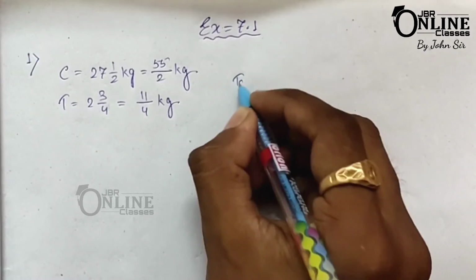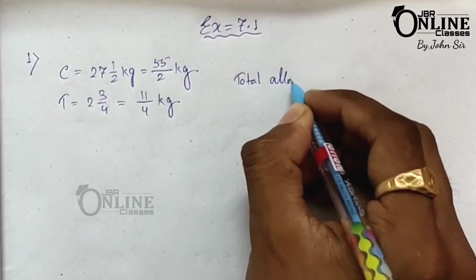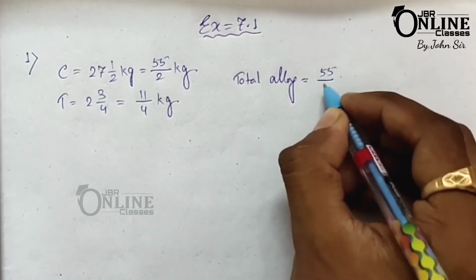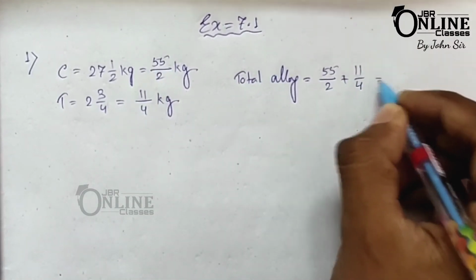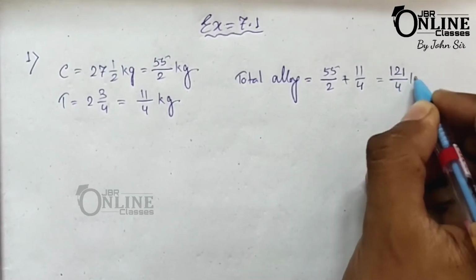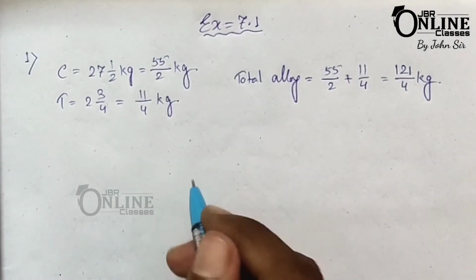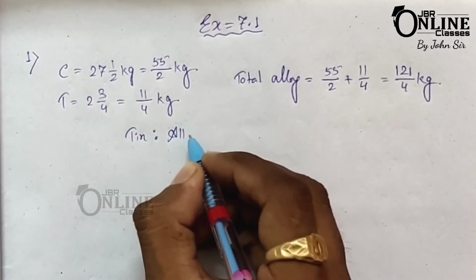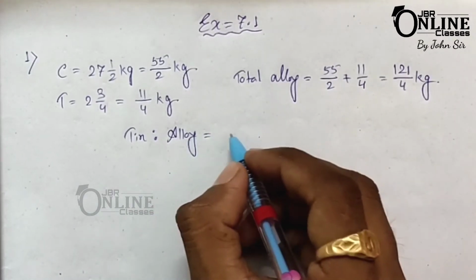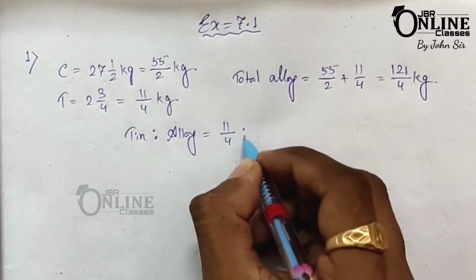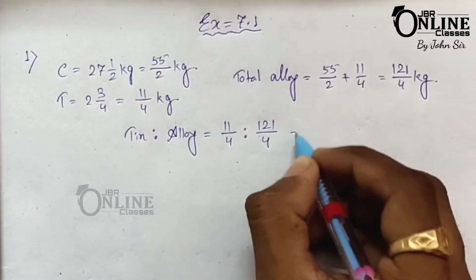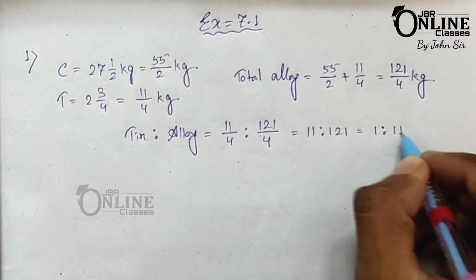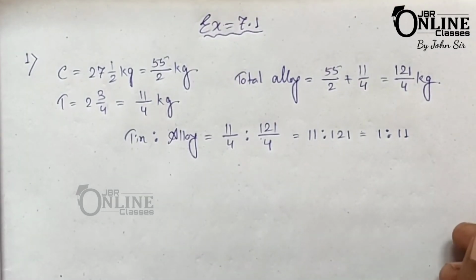So first you have to find out the total alloy. So here total alloy equals the addition of copper and tin. So it equals 55 by 2 plus 11 by 4, and that equals 121 by 4 kg. Now you have to find out the ratio between the tin and alloy. So tin is to alloy equals 11 by 4 is to 121 by 4. So that equals 11 is to 121, and that equals 1 is to 11. So 1 is to 11 is the final answer.